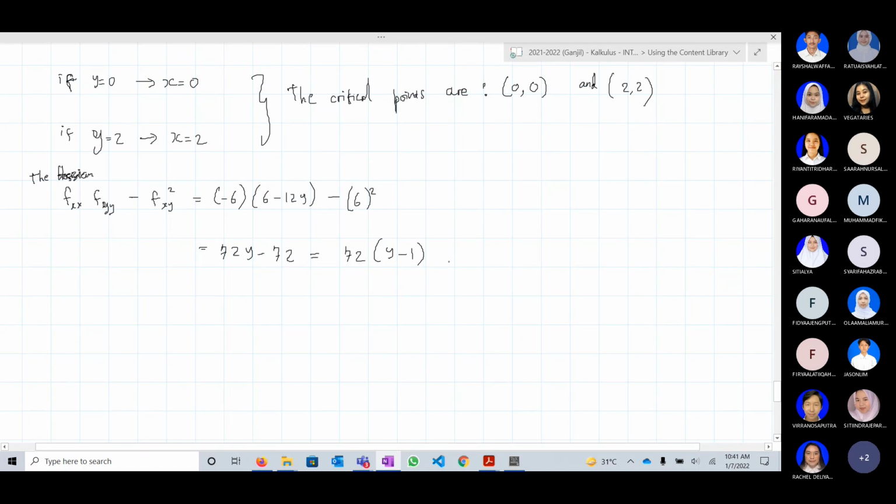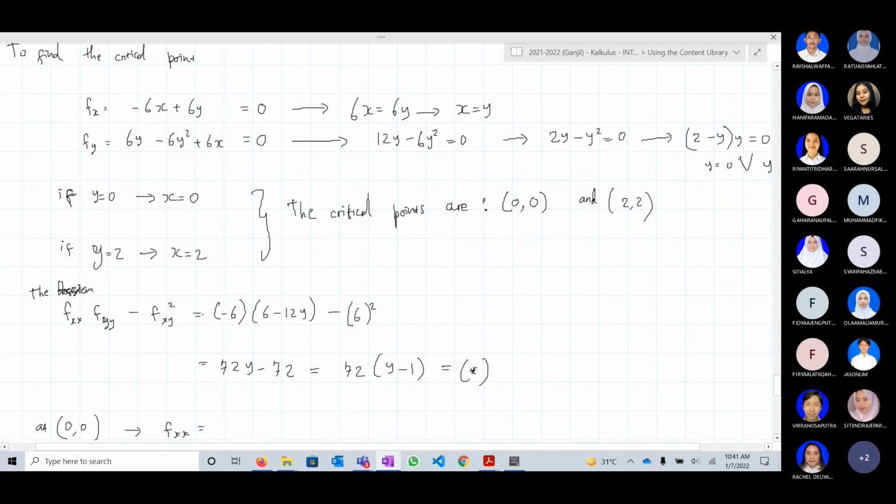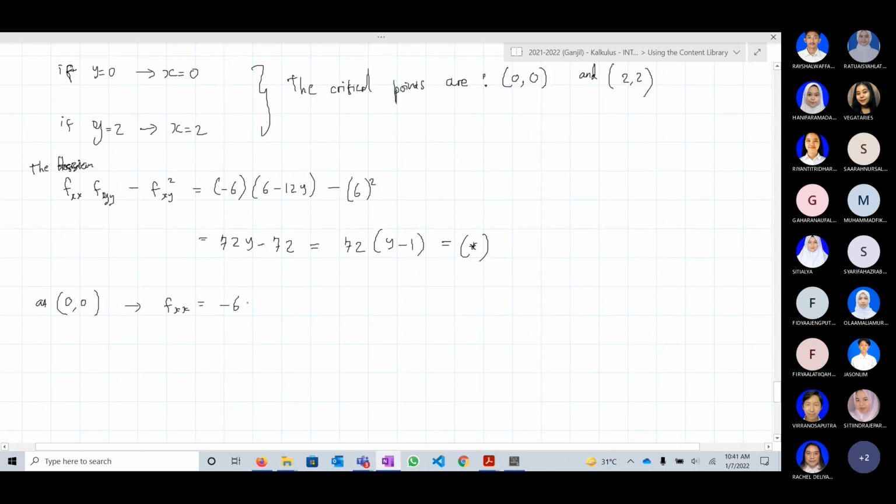Let's say this is equal to star. Then at (0, 0), we have that fxx is equal to minus 6, which is less than 0, and the Hessian star is equal to 72 times (0 minus 1), which is minus 72, which is also negative. Then in this case, we can conclude that this is a saddle point.